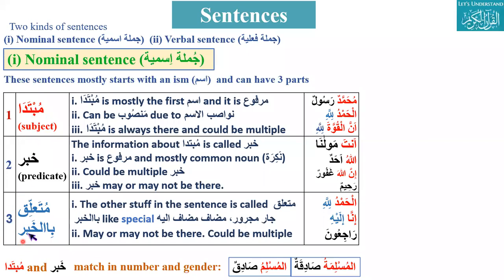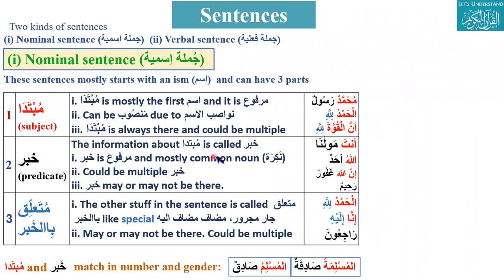And which could be multiple? Mubtada and muta'alliq bil khabar. What about khabar? Oh yeah, so all three could come multiple. Yeah. And khabar may or may not be there. Muta'alliq bil khabar may or may not be there.